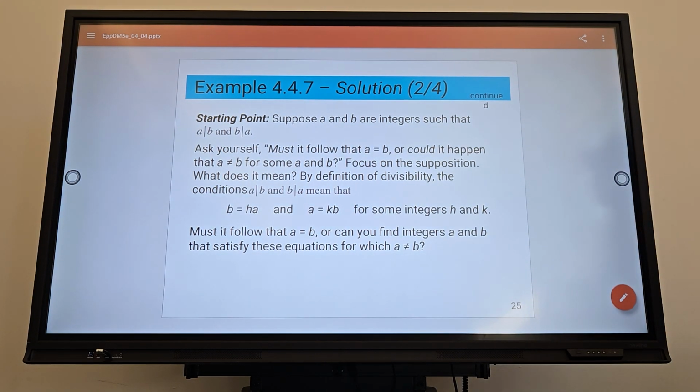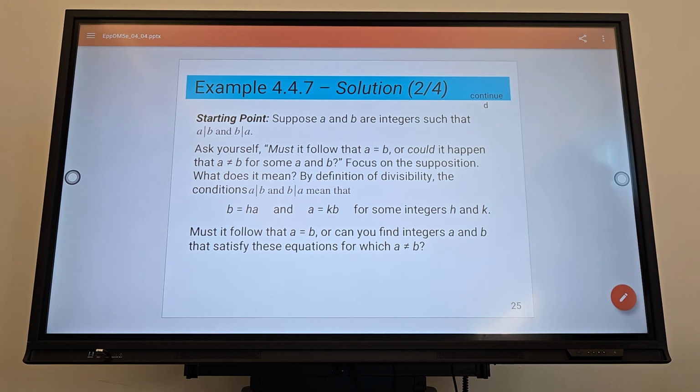So starting point, suppose A and B are integers such that A divides B and B divides A. Must it follow that A equals B, or could it happen that A does not equal B for some A and B? Focus on the supposition.